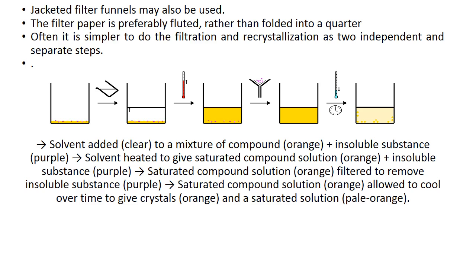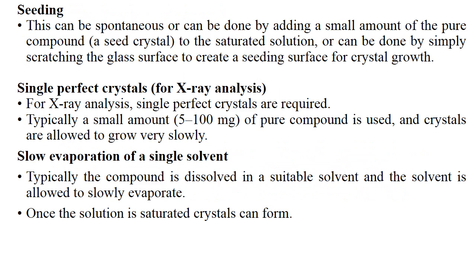This is also the process. First of all, we take the clear solvent and add the orange compound, and then it is heated and we get a purple color. The purple colored insoluble substance is added in the hot saturated solution, and we get the orange colored substance, and the insoluble substance, which is purple. The saturated compound solution is orange. Filter to remove the insoluble substance, purple. The saturated compound solution is allowed to cool and we can get a pale orange colored substance.